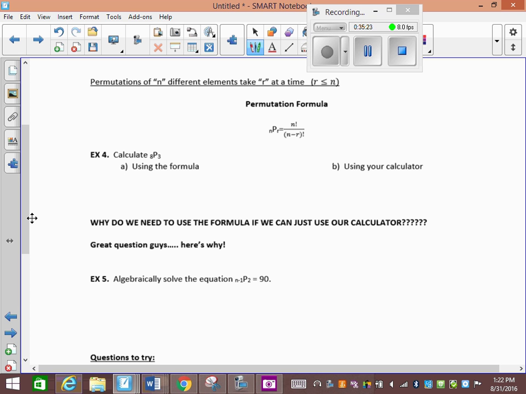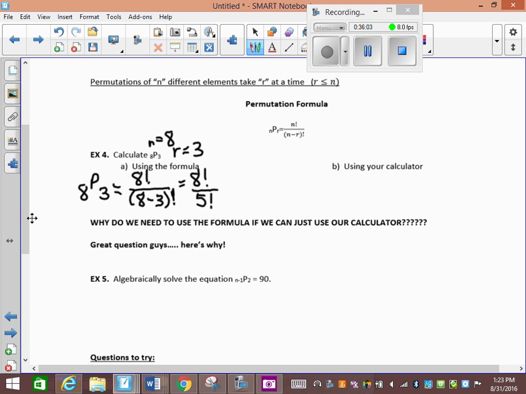So, using the formula, let's fill it in. nPr equals n factorial over n minus r factorial. If it's 8P3, 8 is going to be n, and r is going to be 3. So 8P3, n equals 8, r equals 3, and we fill it into our formula. 8P3 equals n factorial, 8 factorial, over 8 minus 3 factorial. So it's going to be 8 factorial over 5 factorial.